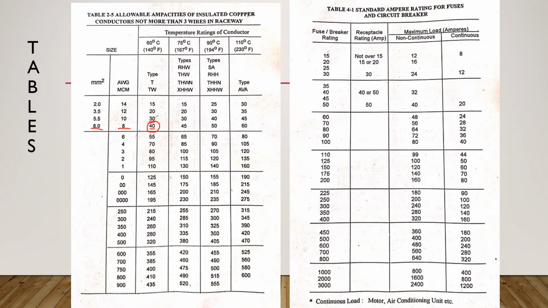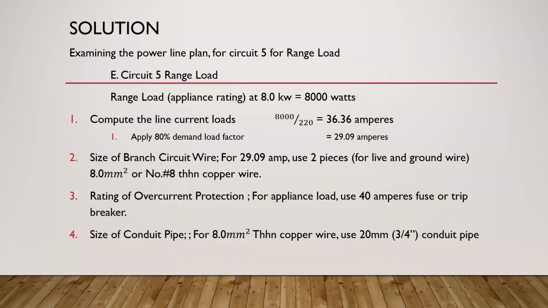Why did we use that? The size of our fuse is 40 amperes. And then, the size of our conduit pipe for 2 pieces of number 8 or 8.0 conductor wire, we will use a 20 mm or 3/4 inch diameter conduit pipe.